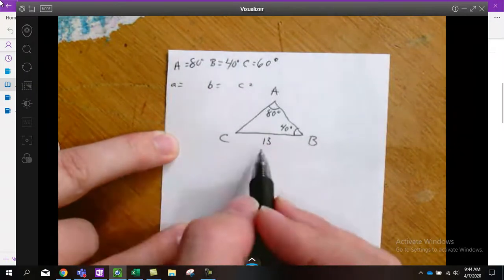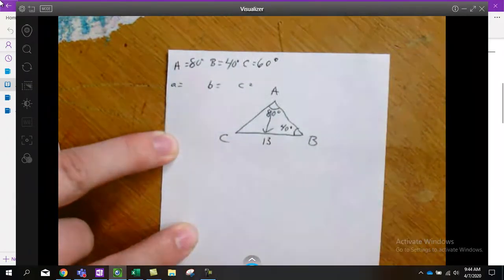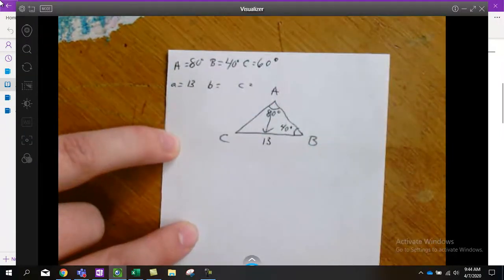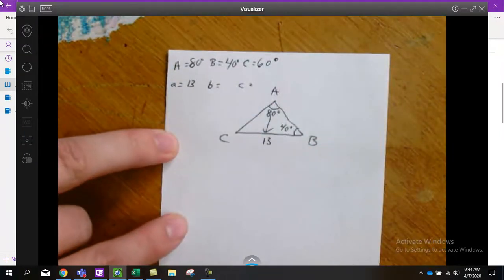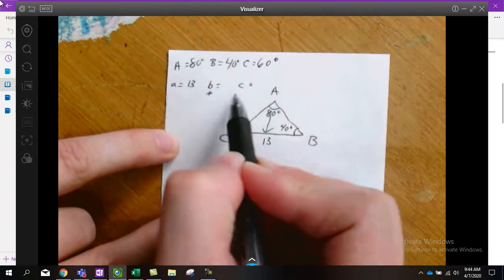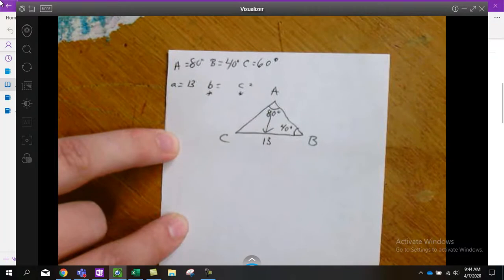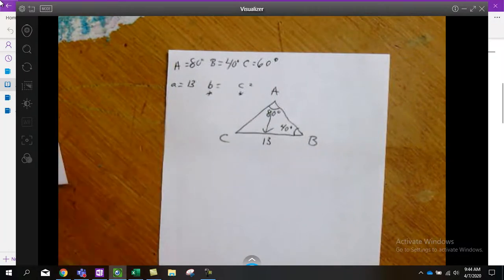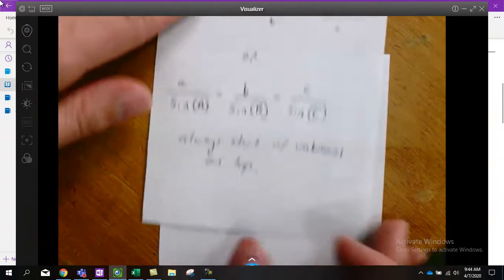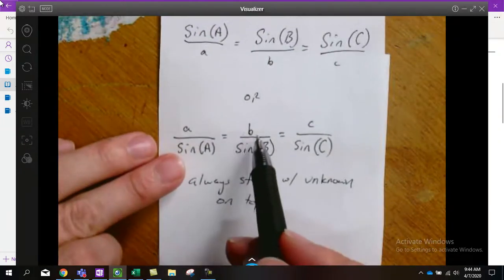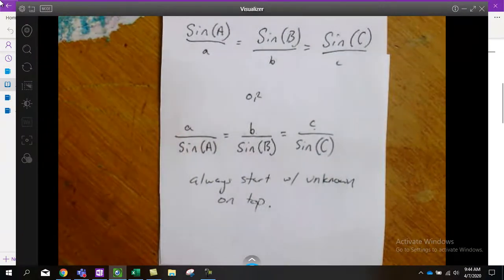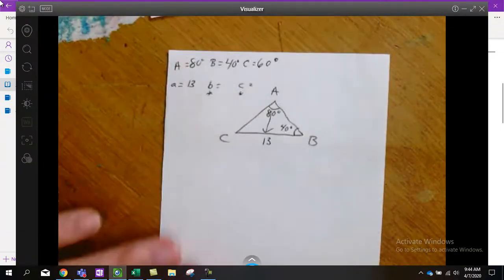And the other thing that I know is that little a, directly across from big A, is 13. So now I can use the law of sines. So the question is, what am I looking for? Eventually, I need to find b and I need to find c. These are the lowercase letters. So when it comes to using these formulas, I'm going to choose the bottom version because it has b and c on top. That's important. We're only going to solve for one thing at a time.